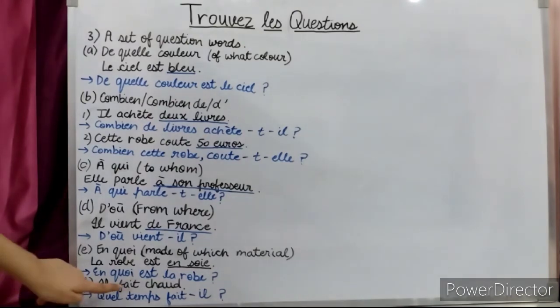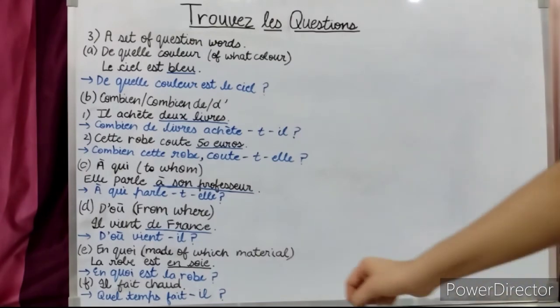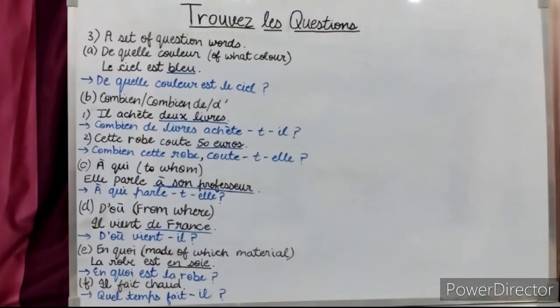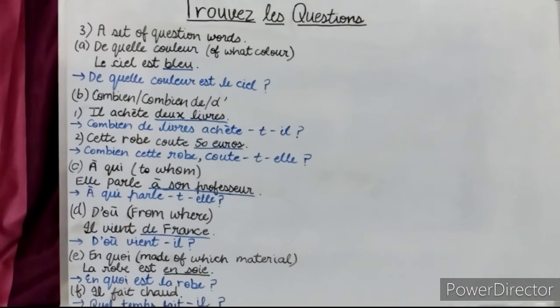F part is il fait chaud. It is hot. Quel temps fait-il? What is the weather? So quel temps fait-il is a very common question which you always use when talking about the weather. If the answer is il fait froid, then also the question would be quel temps fait-il? So these were all the set of question words.